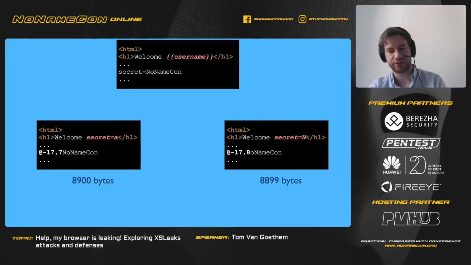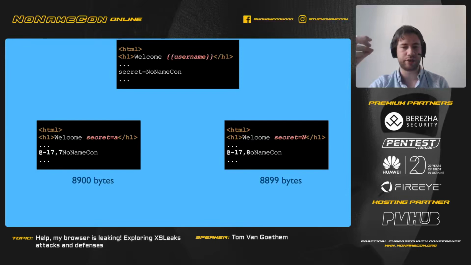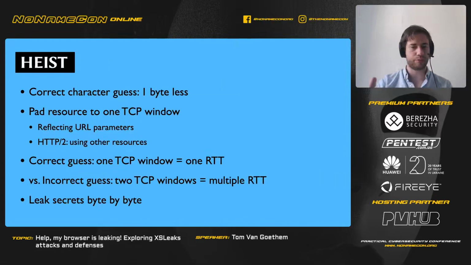So on the right hand side we have secret equals capital N, and as you can see the back reference grew to 8 bytes, which means that we only need 1 byte less after compression. So it will be 1 byte less if it's a correct guess of the response. And now we can put the two things together. So if we guess correctly, we have 1 byte less.